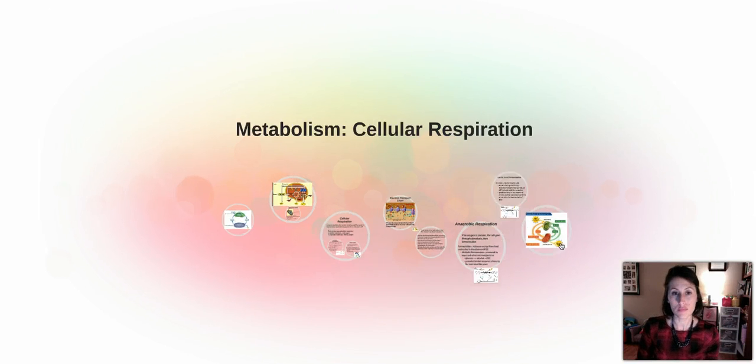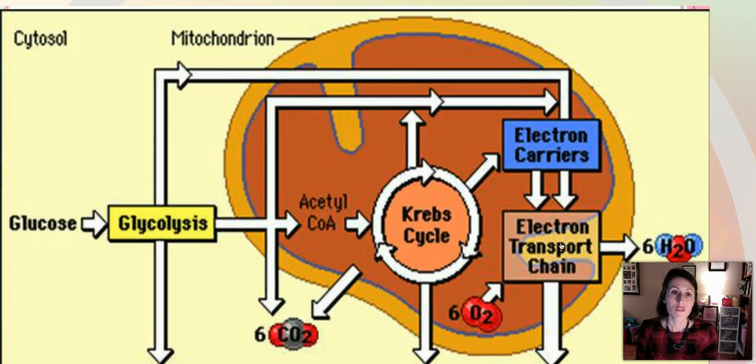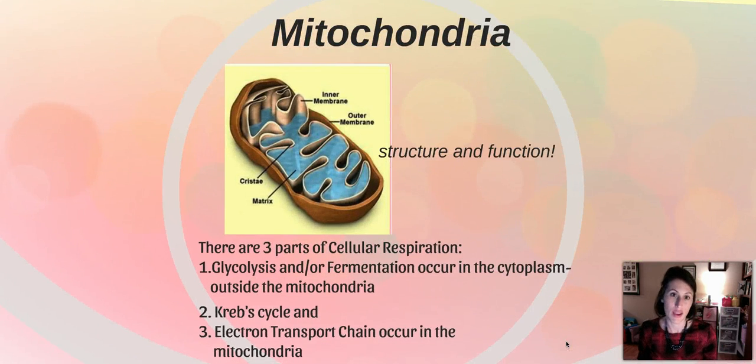Let's get started. First, I want you to see this is a picture of the mitochondria, and I want you to see that cell respiration occurs in three separate sections. The first one is glycolysis, the second one is the Krebs cycle, and then the last one is the electron transport chain. All of these things are going to make some important energy molecules, ATP, okay? So I'm going to explain how that happens.